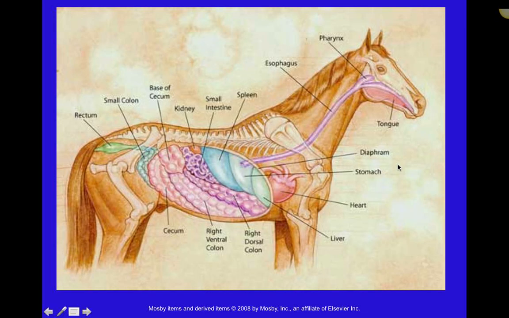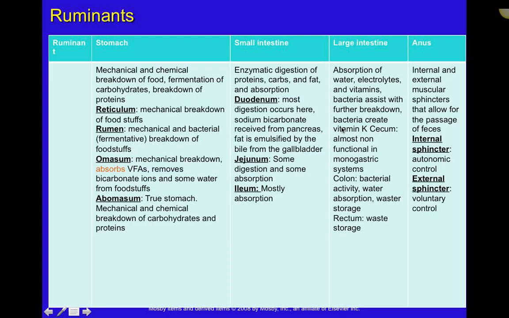I just noticed that this image has diaphragm spelled incorrectly. It should be diaphragm. Okay, so now we're moving on to ruminants.